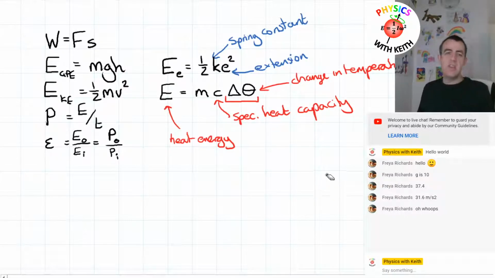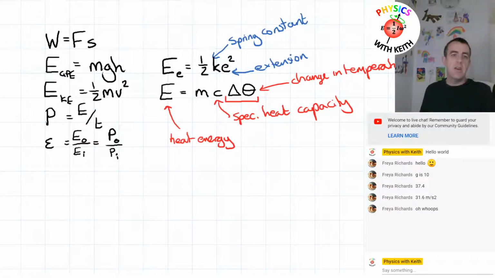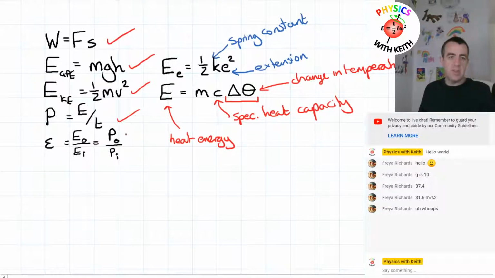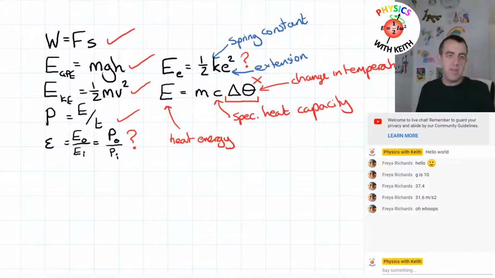And GCSEs expect you to memorise most of these. You'll have to memorise this one, this one, this one, this one. You may have to memorise this one. You may have to memorise this one. It depends on which exam board you do. I don't think you have to memorise this one, but you still have to be able to use it.